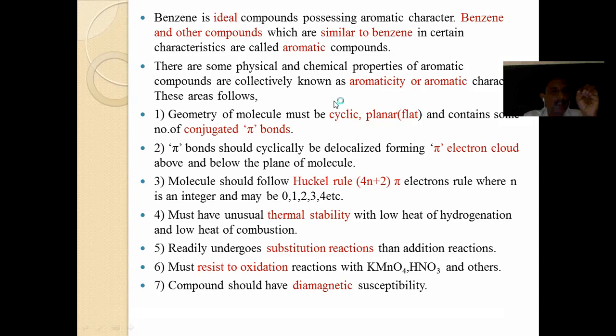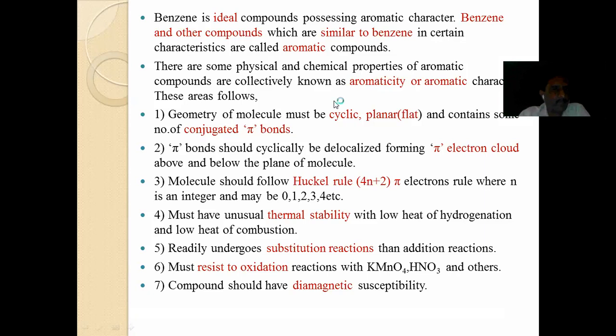Next characteristic: benzene resists oxidation. Benzene does not undergo oxidation. Resist means it opposes, it does not easily accept the oxidation reaction. For example, oxidation with potassium permanganate, oxidation with nitric acid or other oxidizing agents. That's why benzene does not undergo oxidation reaction. Which reaction does it easily undergo? Substitution reaction rather than addition, rather than oxidation.